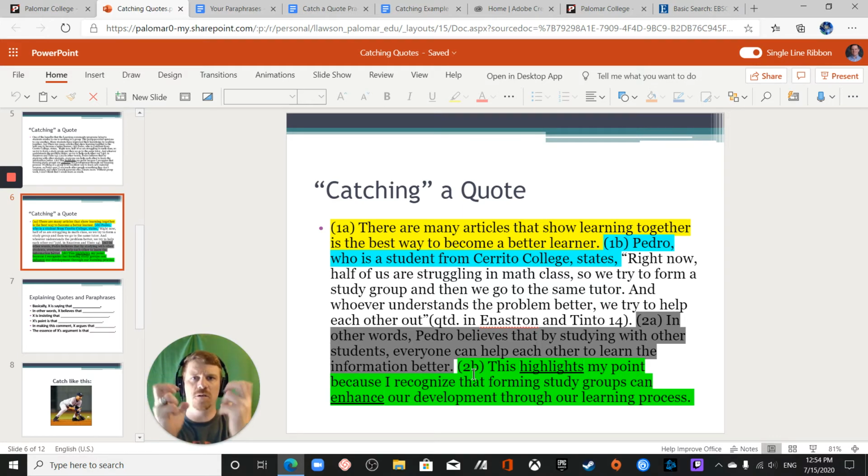The idea with catching a quote is you have an idea in your writing, but the reader might not just believe you. They want to see somebody else has a similar idea. So you bring in a similar idea from someone else and you explain how it connects to your idea. So you have more proof that your idea is probably a correct idea.